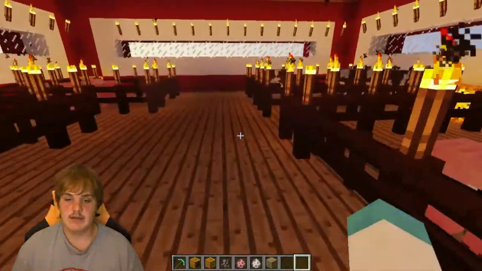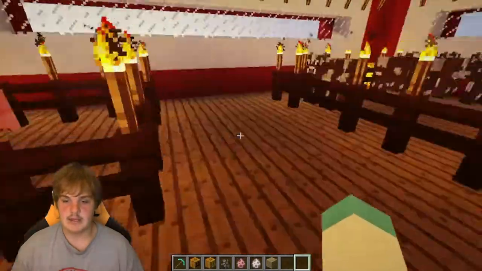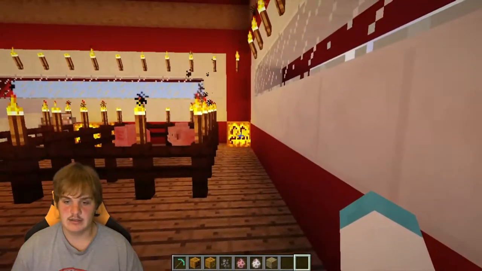And inside, I put a jack-o'-lantern coming in the house. A pumpkin there, a jack-o'-lantern there, a jack-o'-lantern there, and a jack-o'-lantern there.